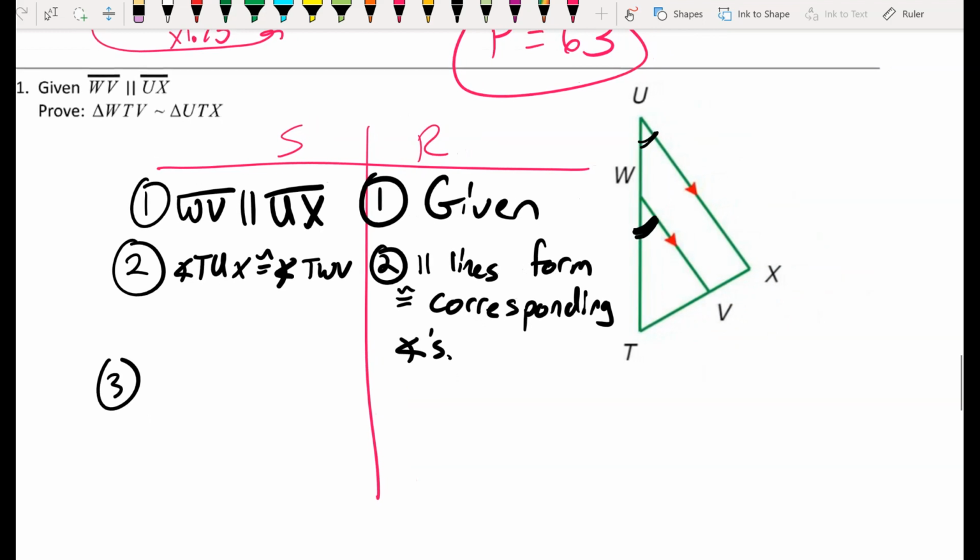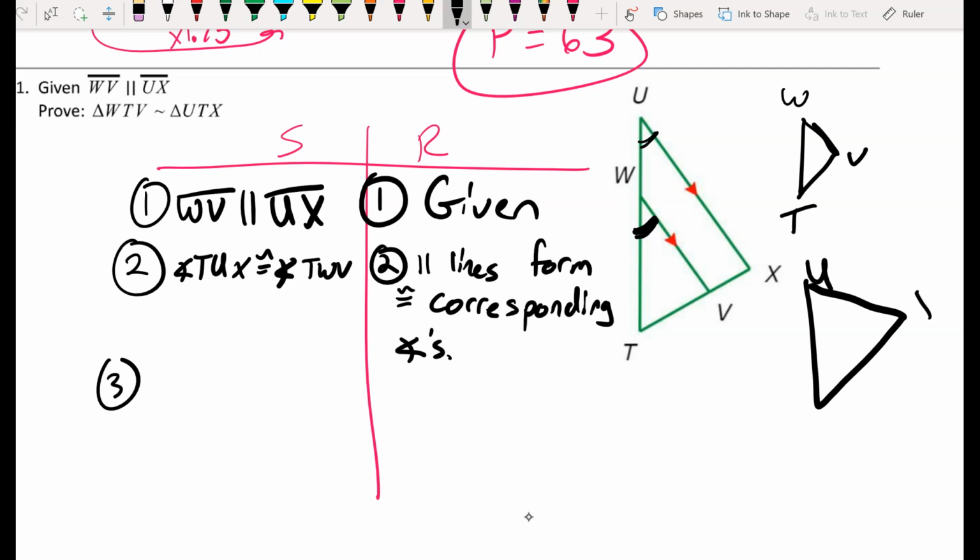However, I do notice that if I redraw these triangles, triangle WVT, and the larger triangle, triangle UXT, notice that they both have angle T in them because they overlap at angle T and they share that angle.